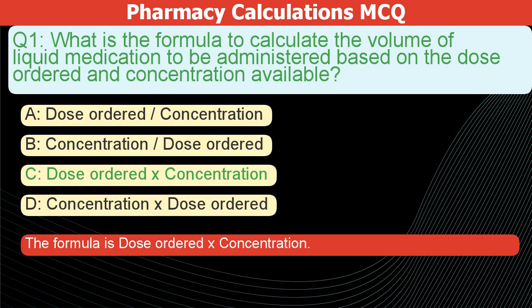The correct answer is C. The formula is dose ordered times concentration.